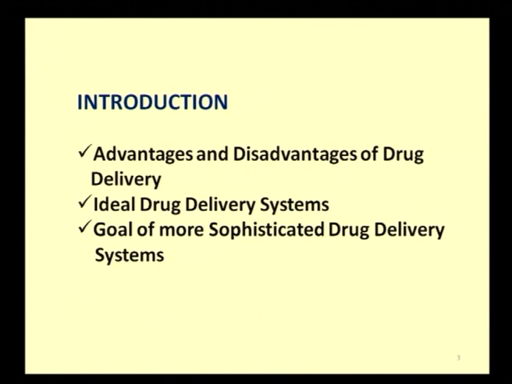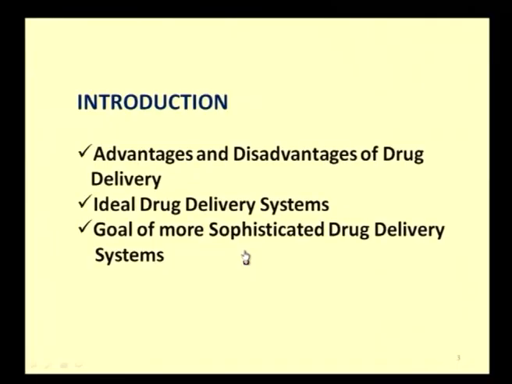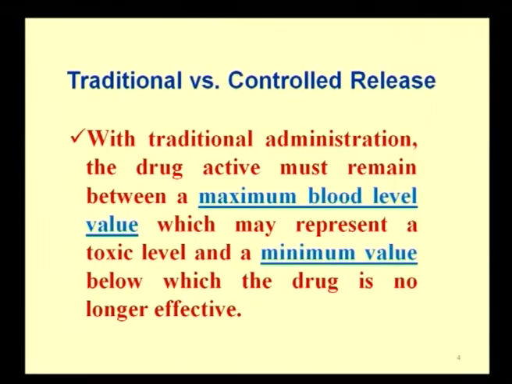And then what do we mean by an ideal system or an ideal drug delivery system? What are the essential characteristics for a drug delivery system to be ideally fitting? And then finally, we will be moving on to the goal of the more sophisticated drug delivery systems, the primary goal for which we need such sophisticated systems to deliver our medicine or drugs into our body. Now, let us move on to the traditional and the controlled release systems.